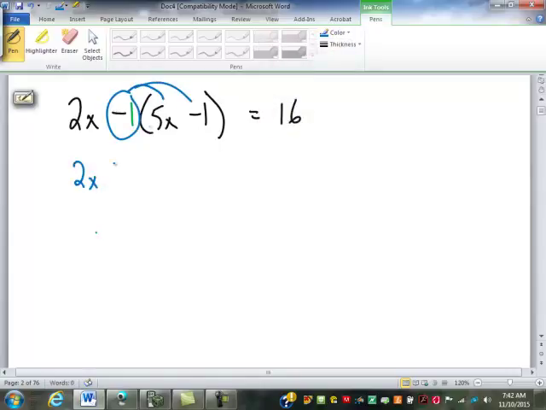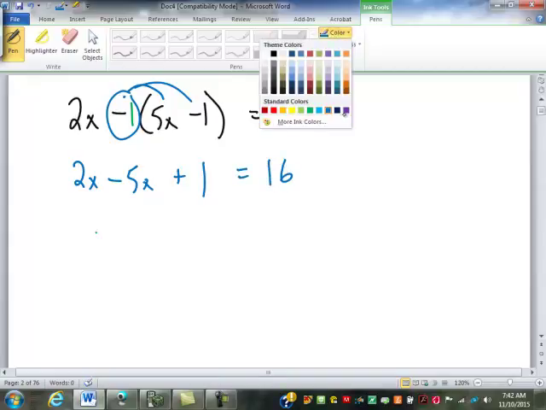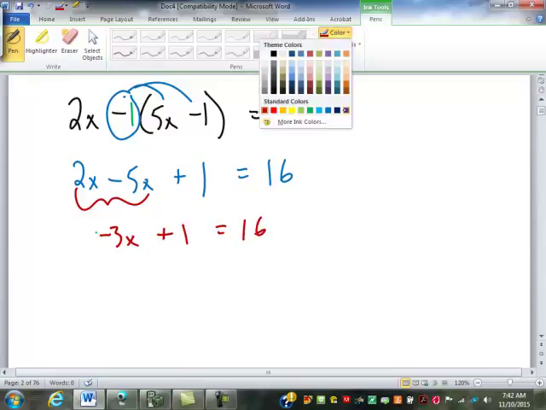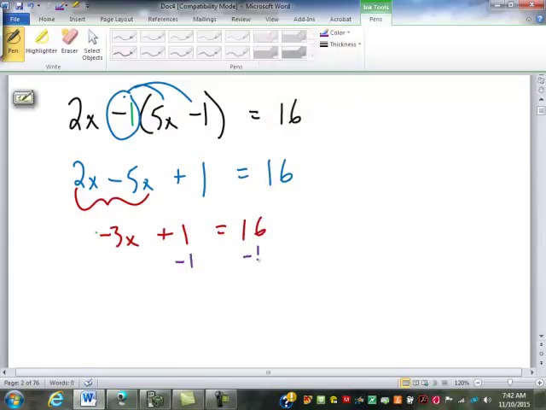So the 2x doesn't change. -1 times 5x is a -5x. -1 times -1 is a +1, equals 16. So now we can combine. 2 and -5 make -3x. And then subtract 1. -3x equals 15. And then divide by -3. So x equals -5.